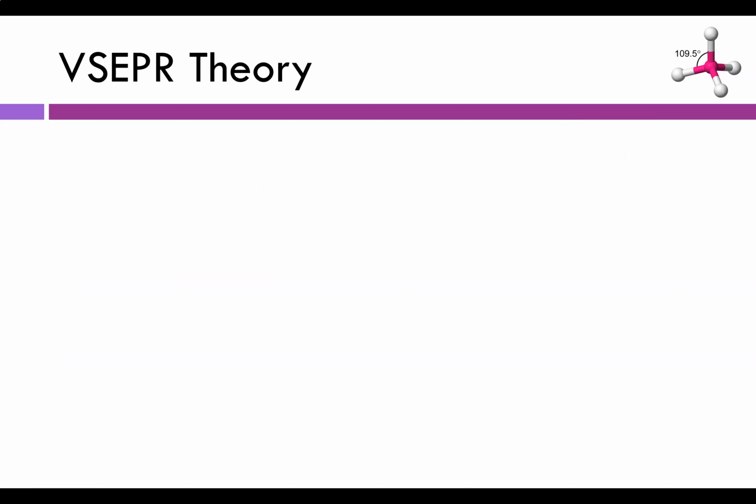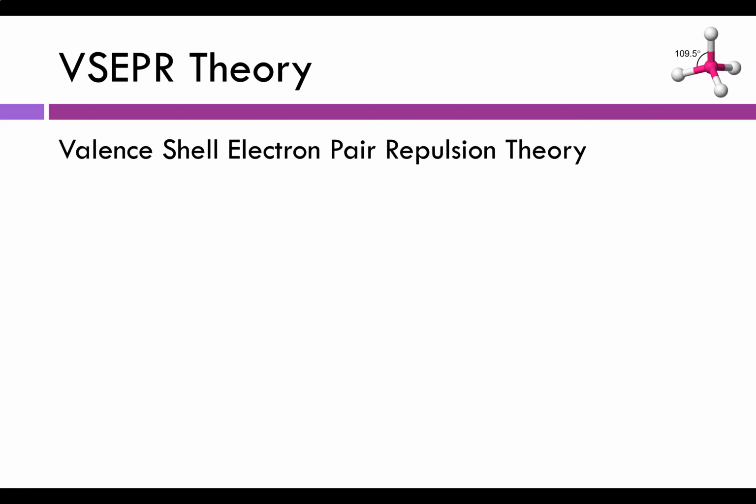Okay, VSEPR Theory. It stands for Valence Shell Electron Pair Repulsion Theory. Let's break this down and see what this means. Valence shell electrons: we're talking about the electrons that are furthest away from the nucleus, the ones that get involved in bonding. Pairs: we need a pair of electrons to be involved in a bond. Repulsion: we're talking about electrons arranged in bonds, so they're going to repel each other. And this is just the theory we use to predict geometry.